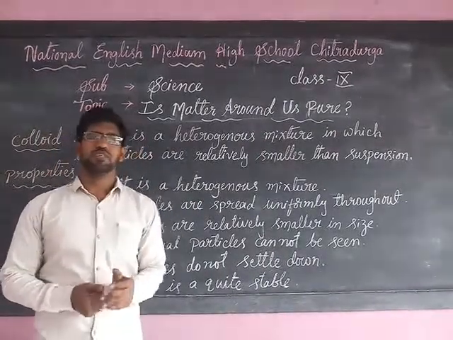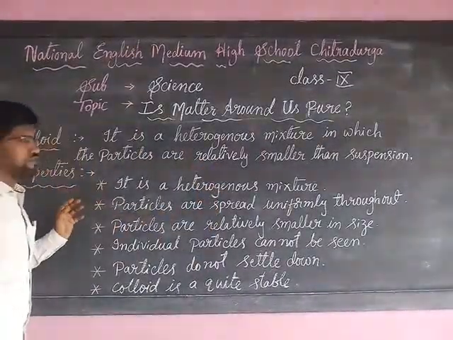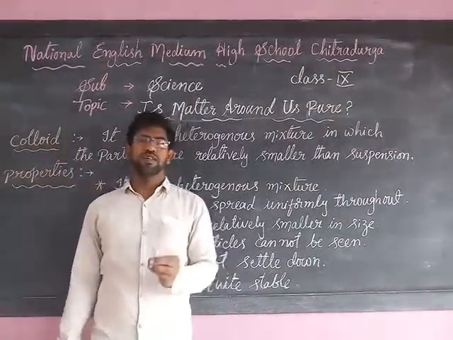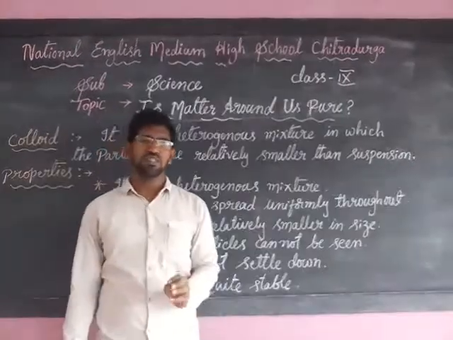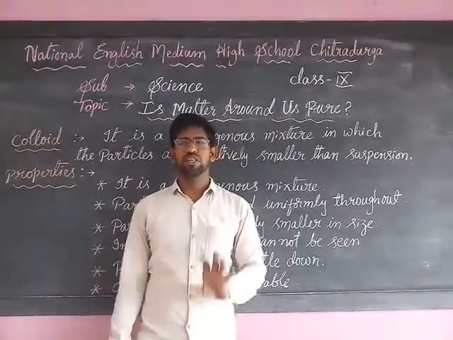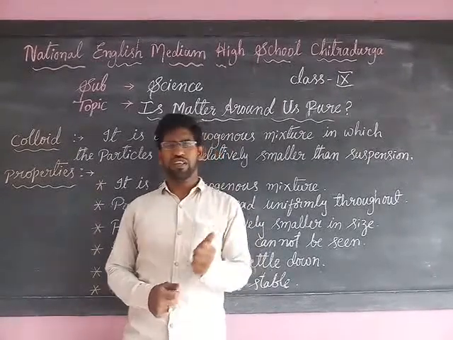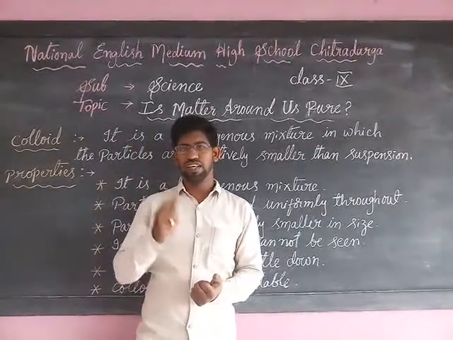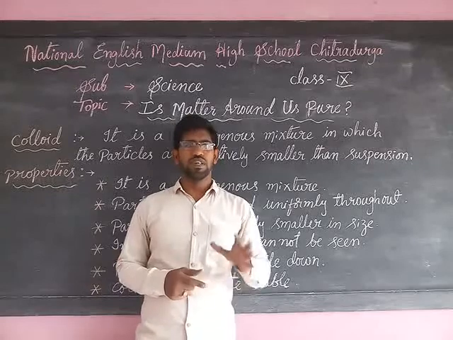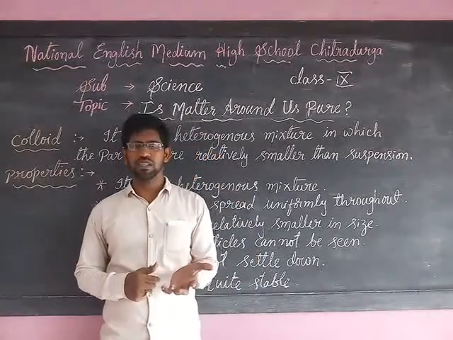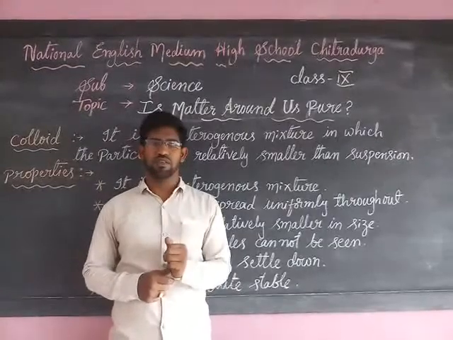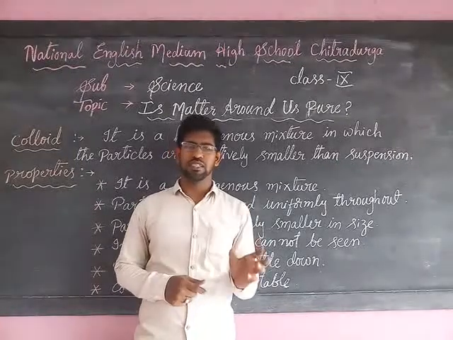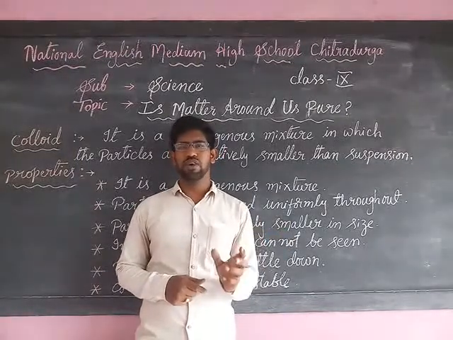Okay, after the suspension, let's study another type of mixture called a colloid. What is a colloid? The colloid is also a type of heterogeneous mixture in which the particles are suspended uniformly throughout. Then the question will arise: the particles are mixed uniformly, then why are we telling that it is heterogeneous? Yes, of course, it looks like a homogeneous mixture, but actually it is a heterogeneous mixture because the size of the particles is relatively bigger than the solution and relatively smaller than the suspension.